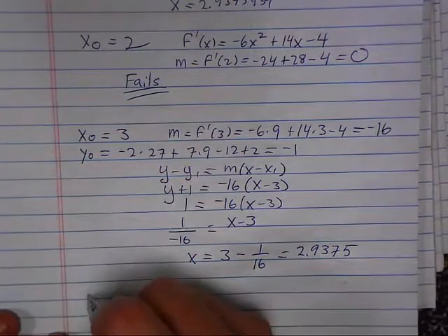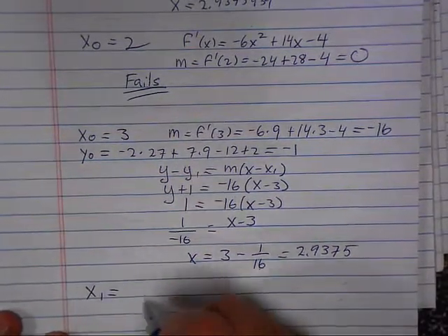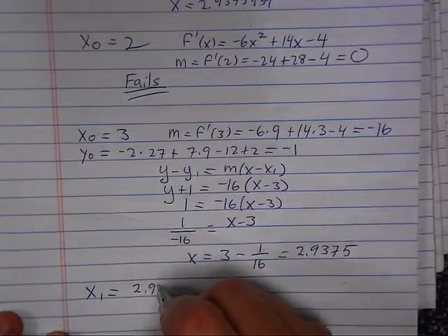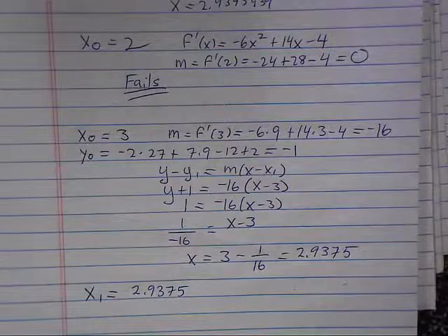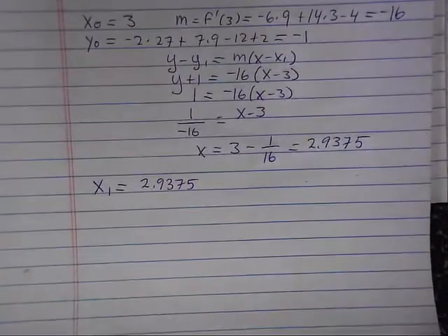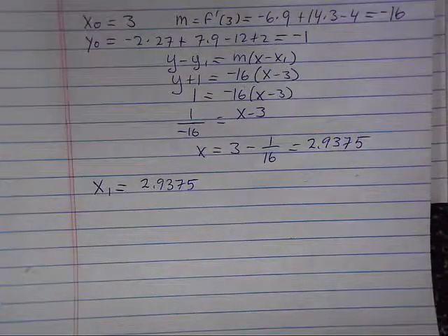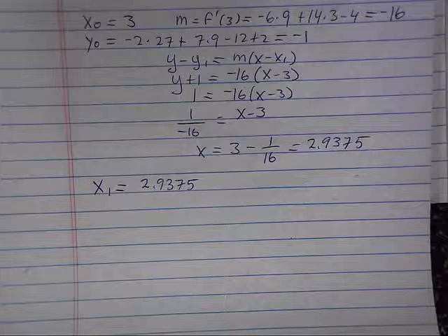So we're going to call that number x1. x1 is 2.9375. And I'm going to go through the entire process again. I'm going to find the equation of the tangent line. And then I'll find the x-intercept of the equation of that tangent line. And it should give me an even better estimation.